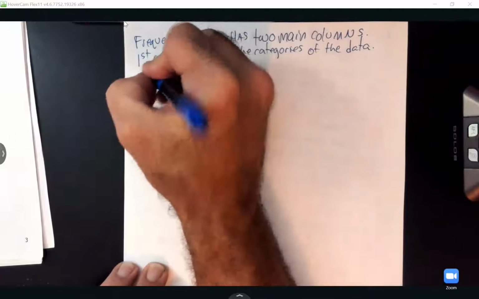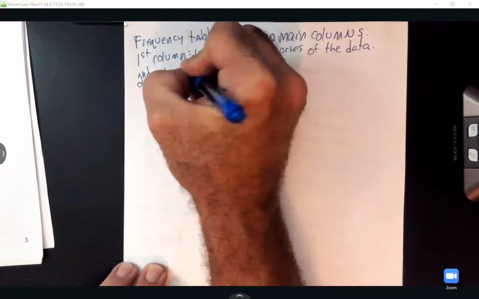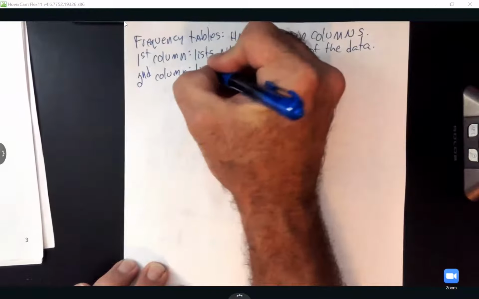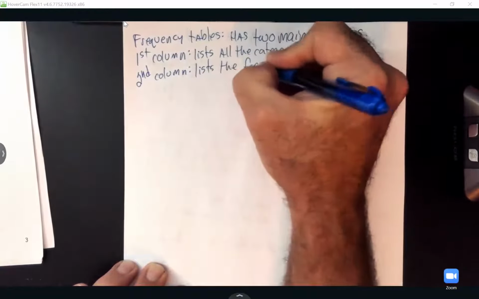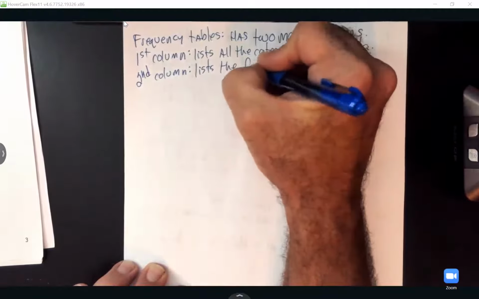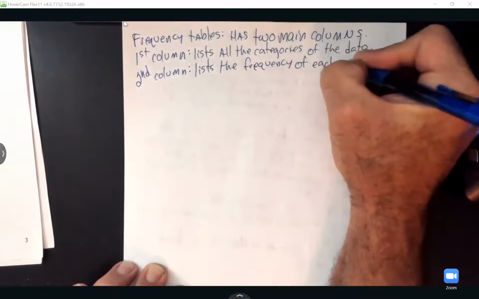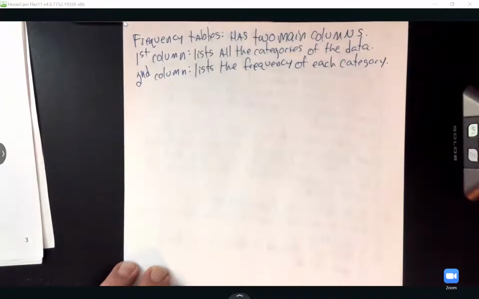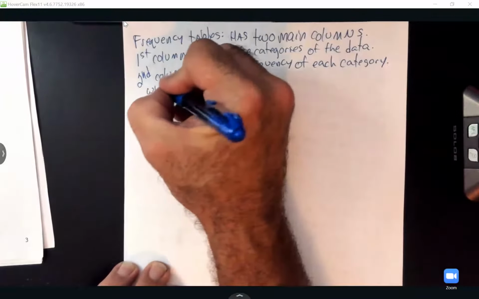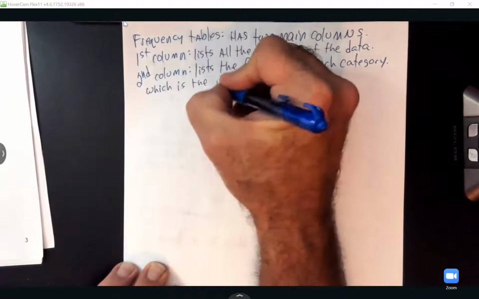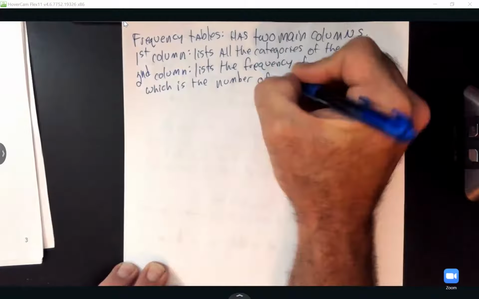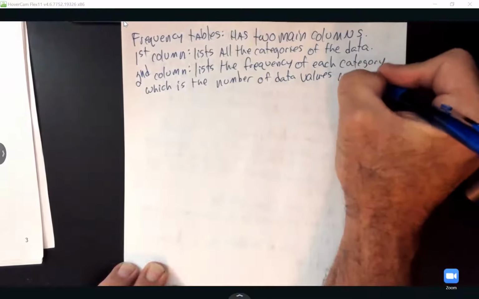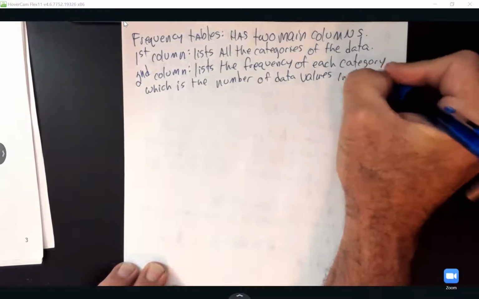Your second column lists the frequency of each category. And remember, that means which is the number of data values in that particular category.